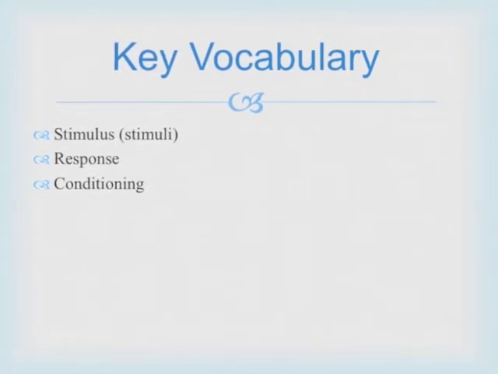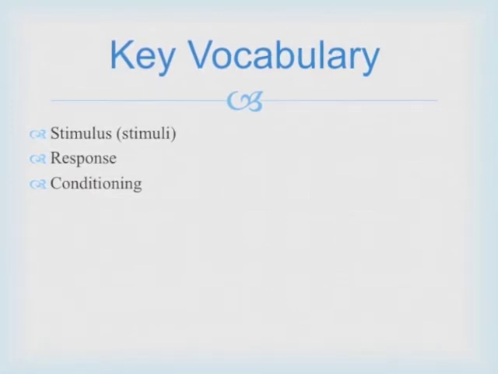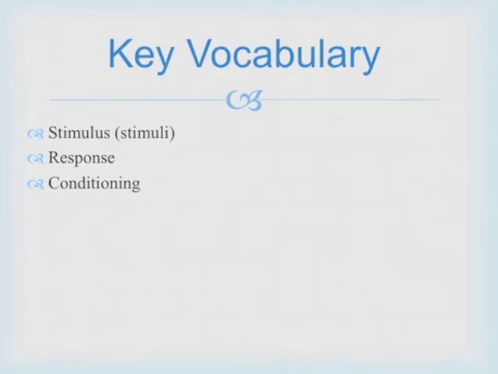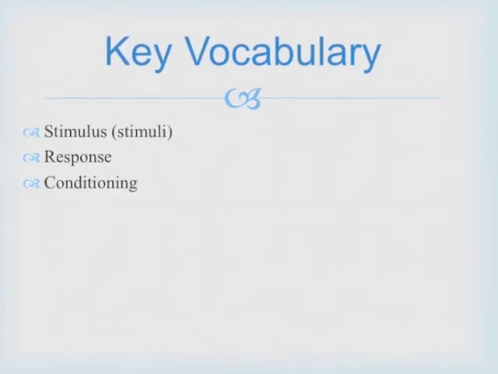The response is any behavior that happens after the stimulus or happens in response to a stimulus. It's the specific behavior that occurs because of that. And then conditioning, which is the actual learning that takes place in behaviorism. It's the stimulus response process. So learning is the observable behavior that is exhibited because of a change in stimulus or a change in response.